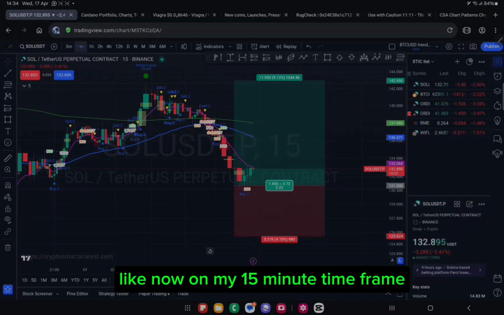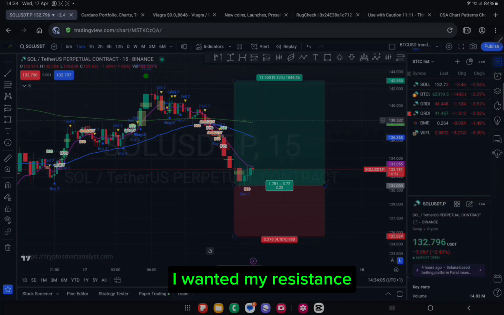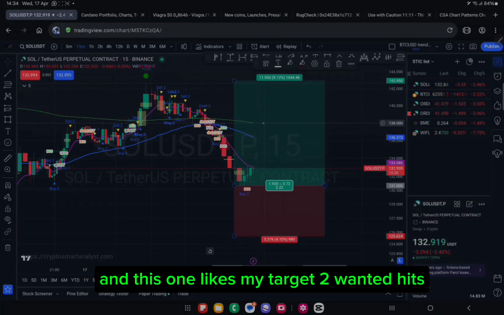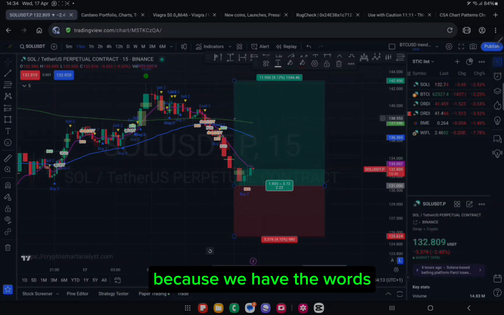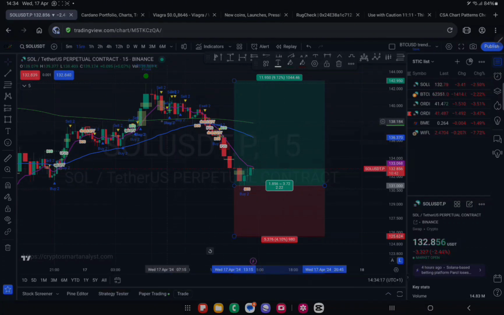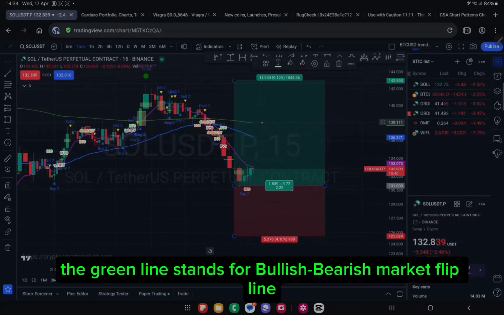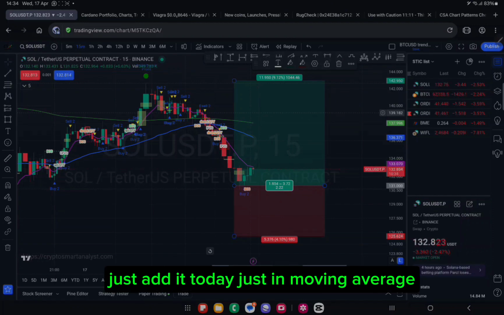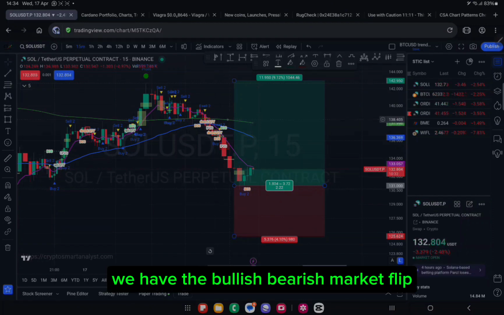Now on my 15 minutes time frame, my resistance, I'm going to be targeting here as my entry 1, exit 1, and this one as my target 2, 138. Because we have the market bullish bearish market flip. The bullish, that's the green line. The green line stands for bullish bearish. They just added it today, just the moving average. So we have the bullish bearish market flip.